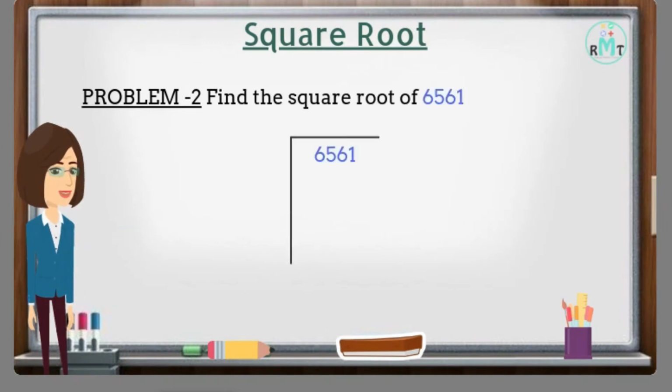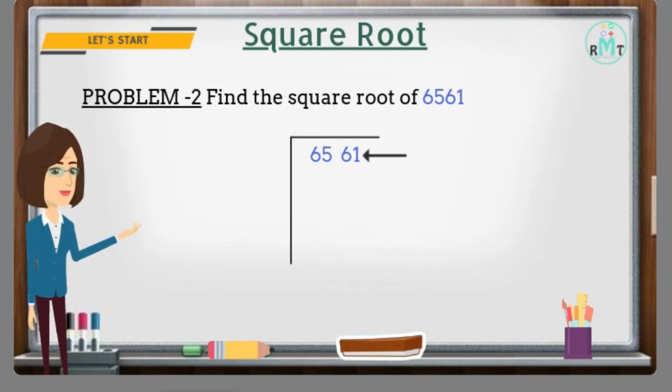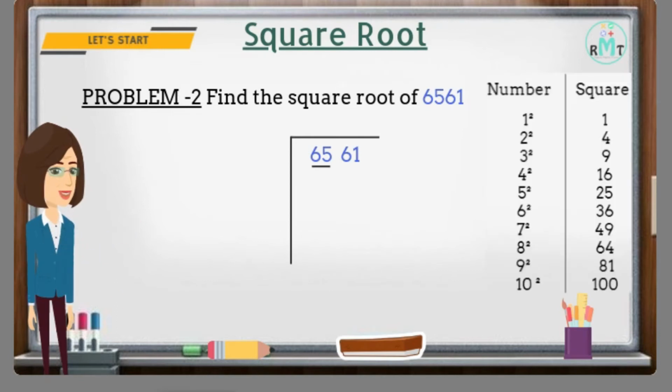Problem 2. Find the square root of 6561. Let's start. First, we will form two groups from the right-hand side containing the digits 65 and 61. We will start with the first group containing the digits 65. Now, we will find the perfect square which is smaller than 65, that is 64, obtained by multiplying 8 with 8.